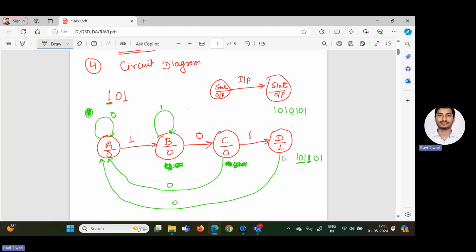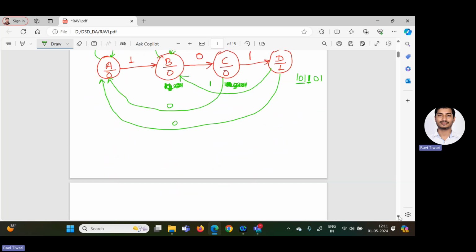If I get 1 here after D, a single bit is incorrect, and the single bit correct state is B. That means you have to move it like this, D to B, and here you write down 1. So this is the case if you are taking the non-overlapping case. This is the non-overlapping 1 0 1 state diagram.